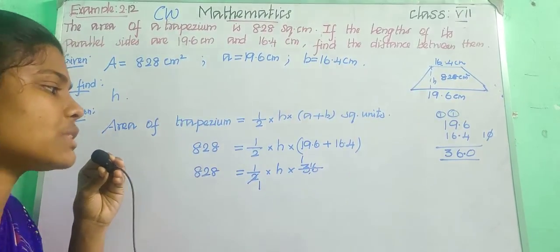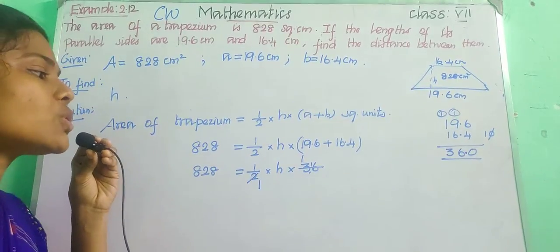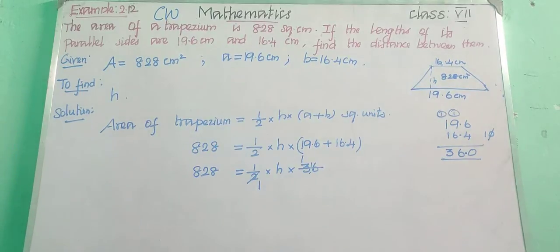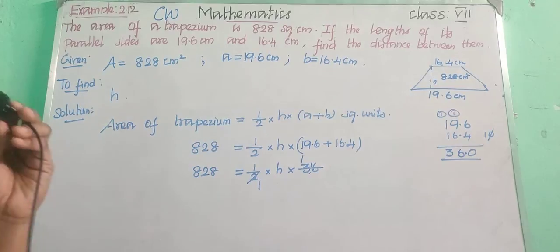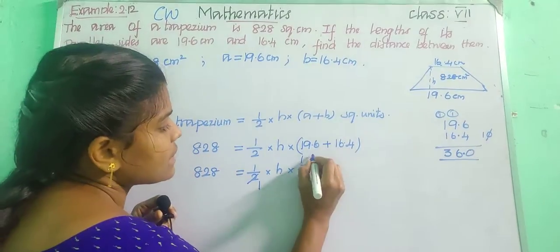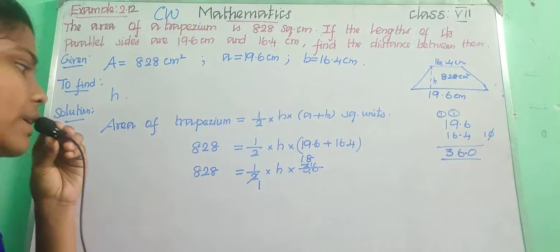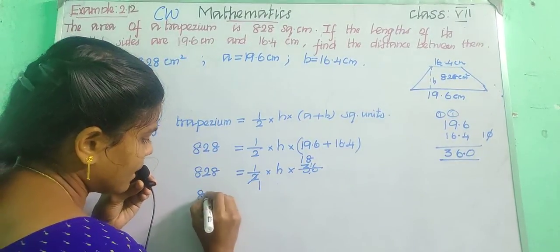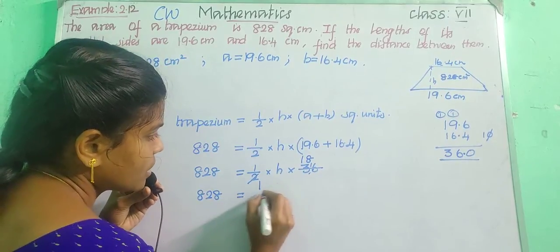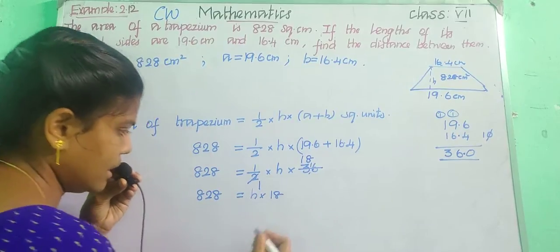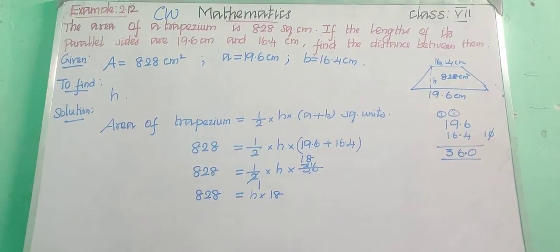Okay, children, now say the 2 table. 1 2 is 2, 2 2s are 4, 3 2s are 6, 4 2s are 8, 5 2s are 10, 6 2s are 12, 7 2s are 14, 8 2s are 16. Here we have 16, so 8 2s are 16. Now what are we getting? 828 equals 1 by 1, so no value, h into 18. Children, just keep h on one side and move all other constants to the other side.